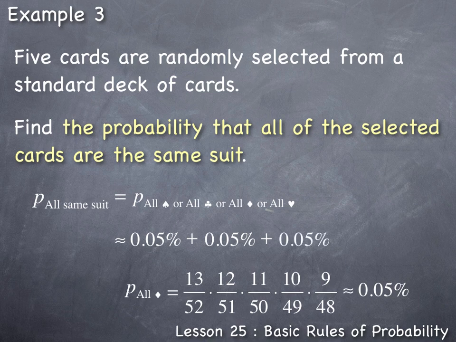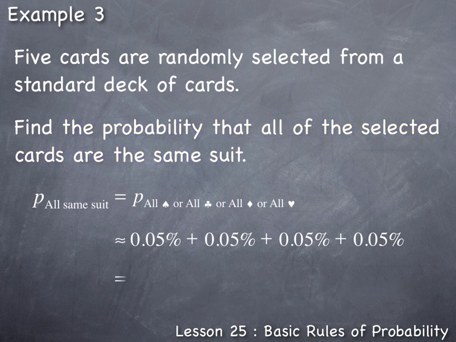Or, so we add the probability that all of the selected cards are hearts. And because there's the same number of hearts as spades, clubs, or diamonds, the probability that all 5 of the randomly selected cards are hearts is also 0.05%. So to find the probability that all of the randomly selected cards are the same suit, we add the 0.05 plus 0.05 plus 0.05 plus 0.05 equals 0.20%.